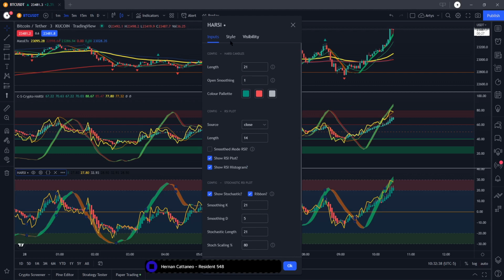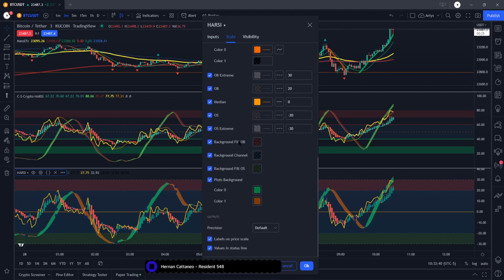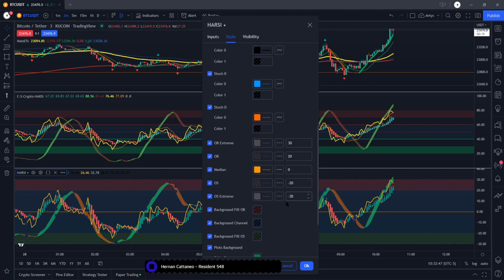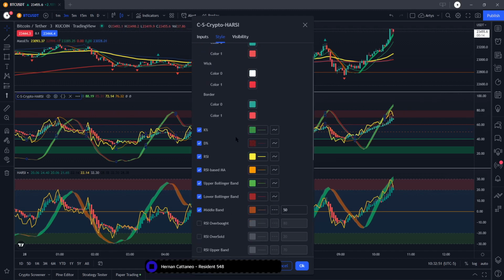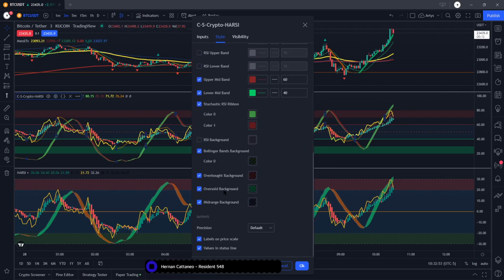However, I did add in a couple of lines that I found are relevant to things that happen in the oscillator scale. Going to the new one, that is adding in an upper midband at a 60 level, and a lower midband at a 40 level.